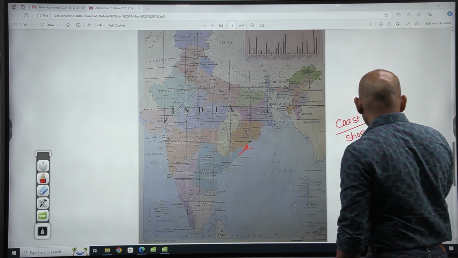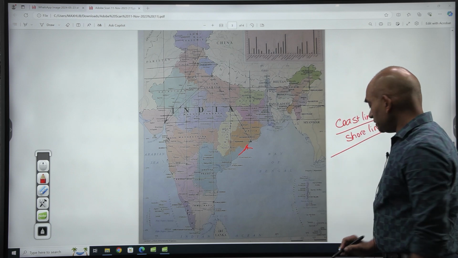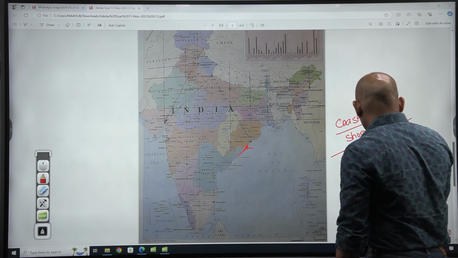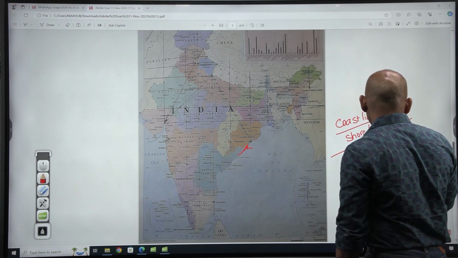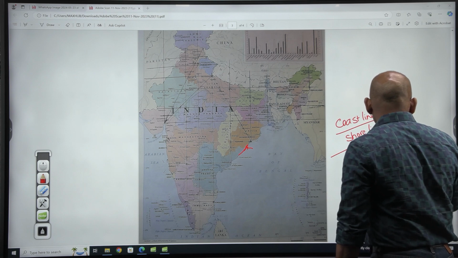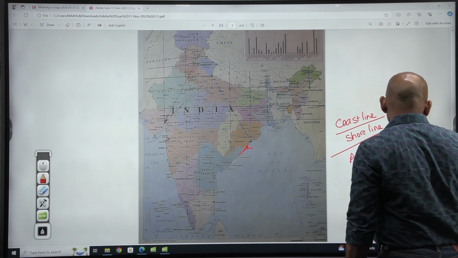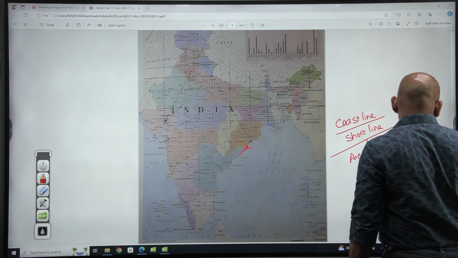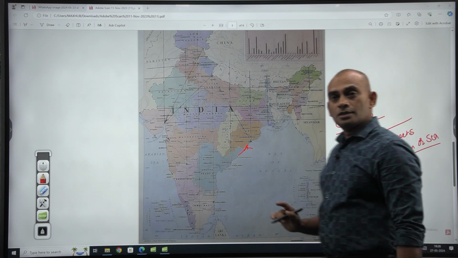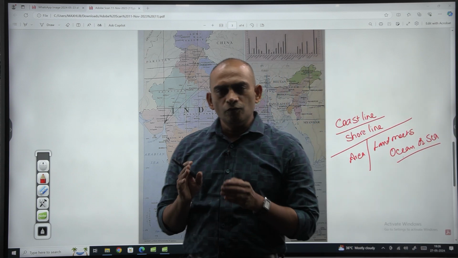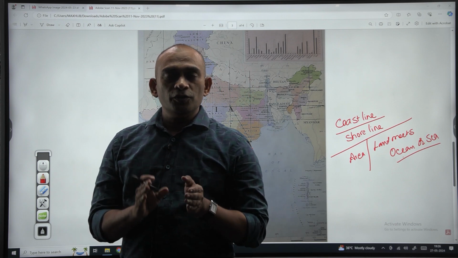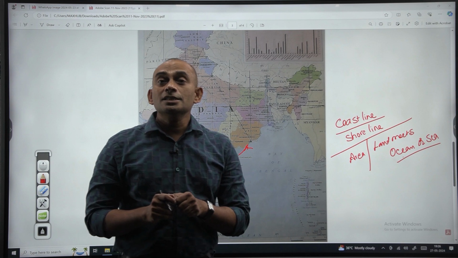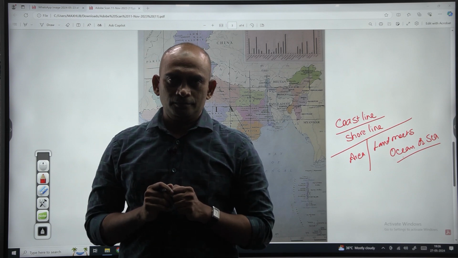Shoreline. That means I'm writing it here. It is an area where land meets ocean or sea. So this is coastline. We call it as shoreline. Okay. So then what is maritime boundary?